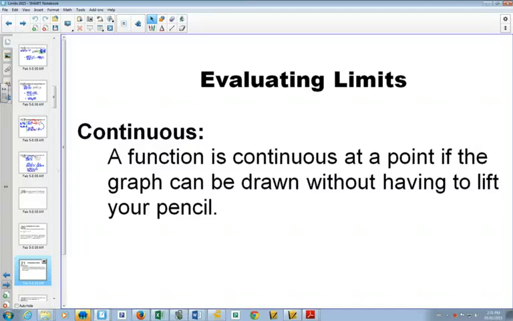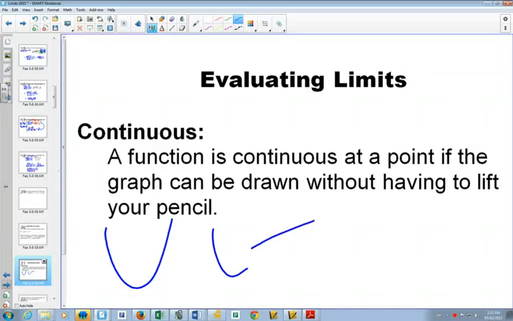Another definition, continuous. We say a function is continuous if you could draw that graph. Again, this is a theoretical definition. If you could draw that graph through that point without having to lift your pencil. So for example, you can draw a parabola without having to lift your pencil. A parabola is continuous. There are some functions that might have a break, and then we would say at this place where I had to lift my pencil and go to another point, then that would be a point of discontinuity, and it wouldn't exist.